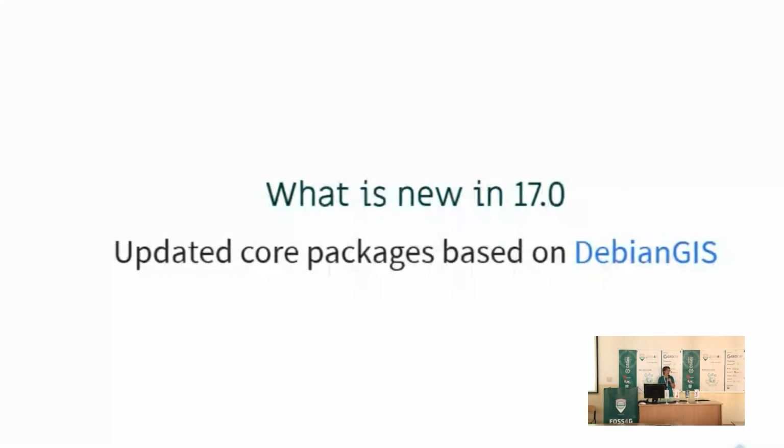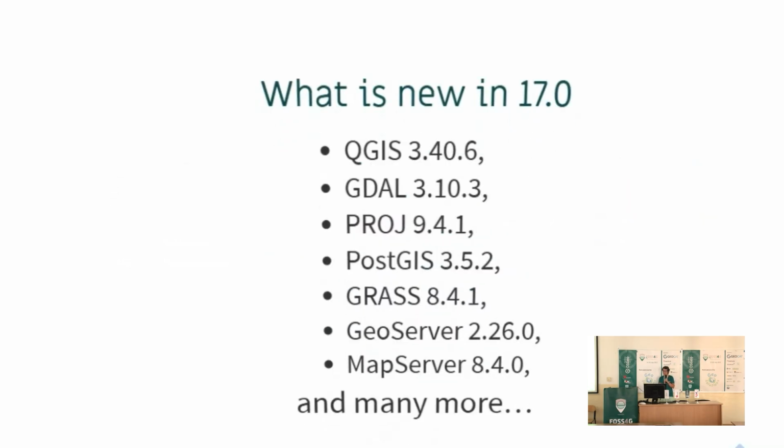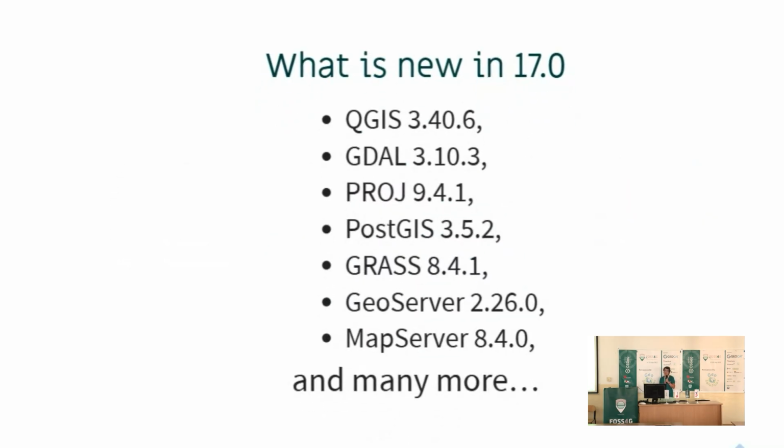So what did we do for version 17? We updated all the core packages on Debian GIS. This is what Angelos is doing, and you can follow the link afterwards and see what happens, which versions we now provide. And here you can see an overview of the versions that we provide now.